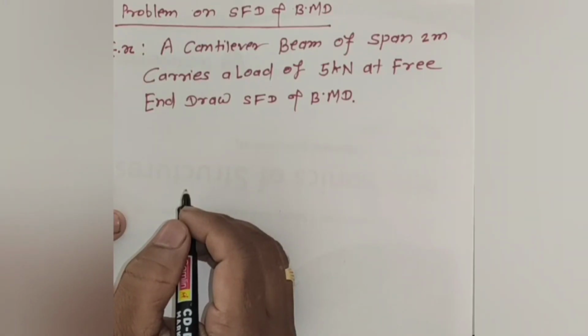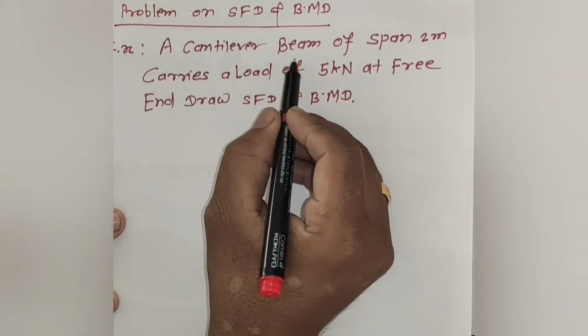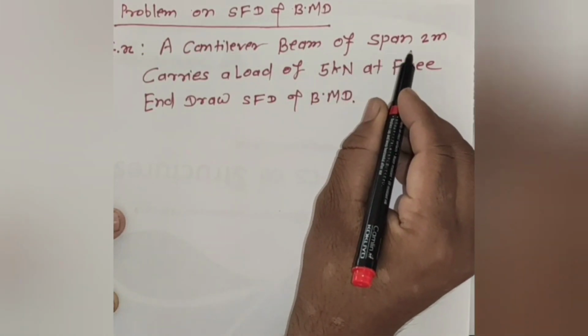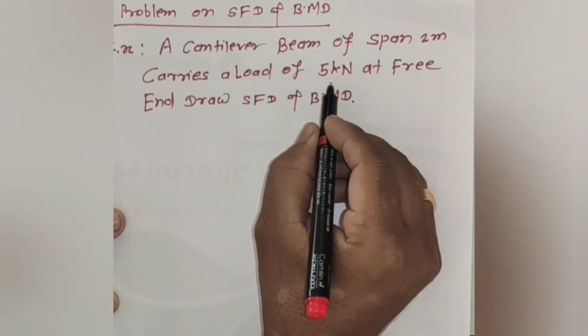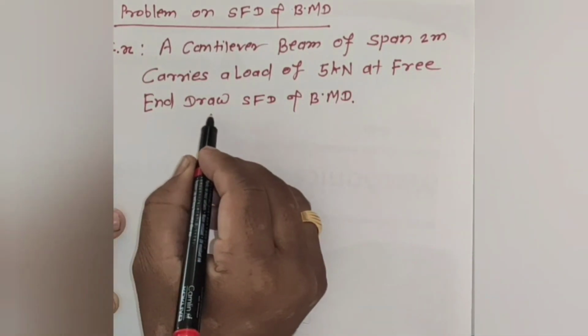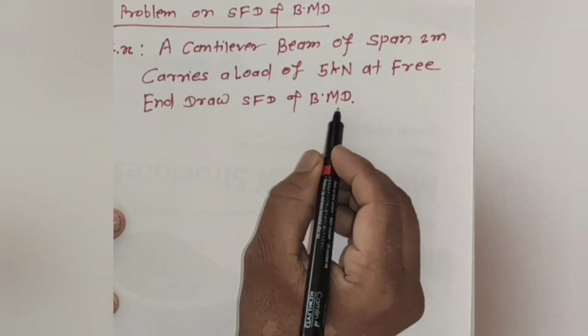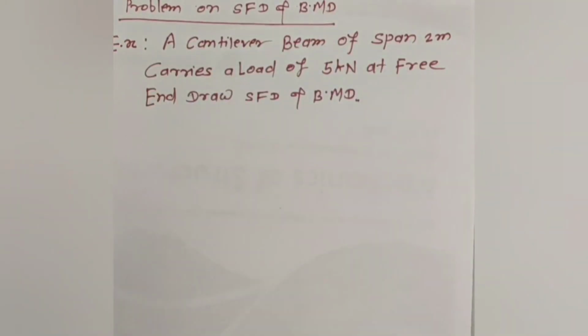Let's start the session. We learn the problems of SFD and BMD of cantilever beam. First example: a cantilever beam of span 2 meter carries a load of 5 kilonewton at free end. Draw SFD and BMD. Let's start the solution.